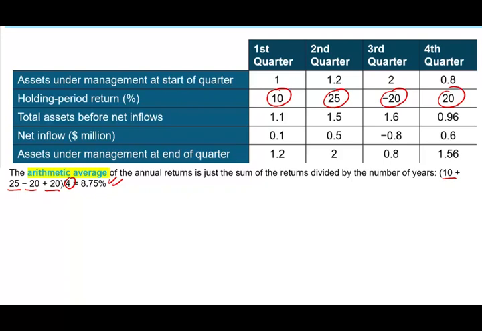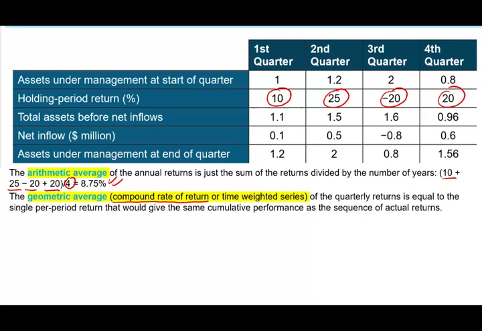This is the arithmetic, and this is most likely what you are familiar with. Now let's take a look at the geometric method. The geometric method is also called the compound rate of return or the time-weighted series. So it's time-weighted, okay, not dollar-weighted. So we don't take into account the dollar amount. We only take the time over the period.